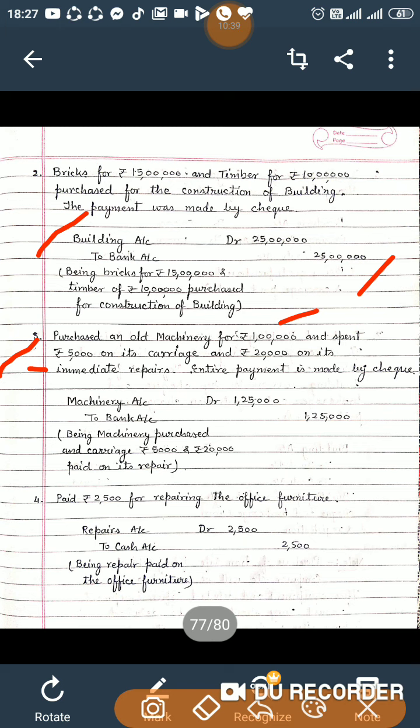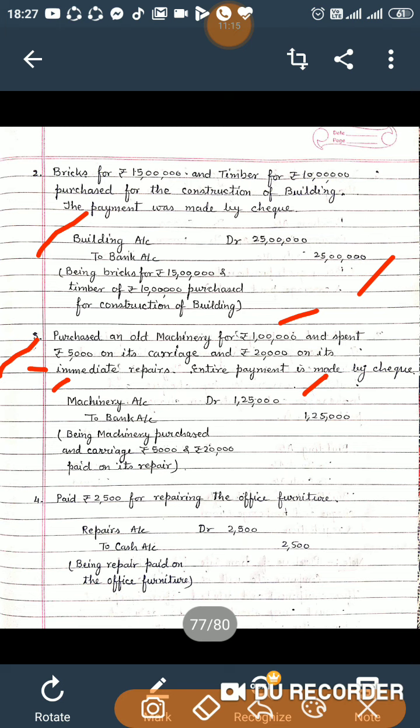So this repair what you are spending, it is giving you benefit; without spending this money you cannot start work with this machine, so it is very necessary. So this repair expenses should be capitalized and it becomes the cost of this old machine what you are purchasing. So machinery account will be debited with 1,25,000. Increase in asset, as a machine is increasing in your business, so it should be debited.